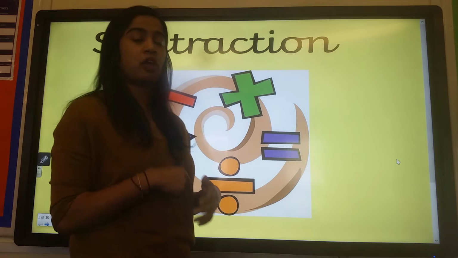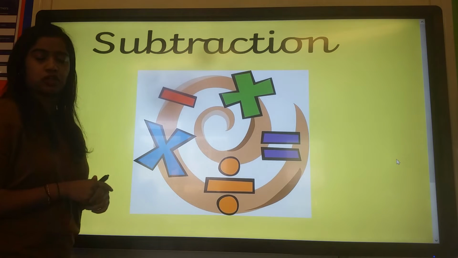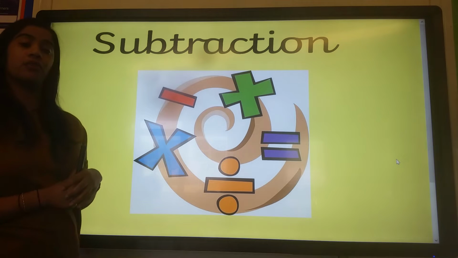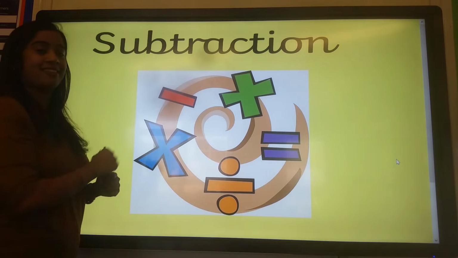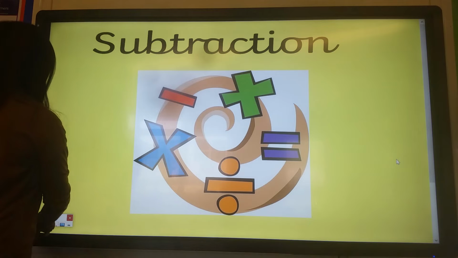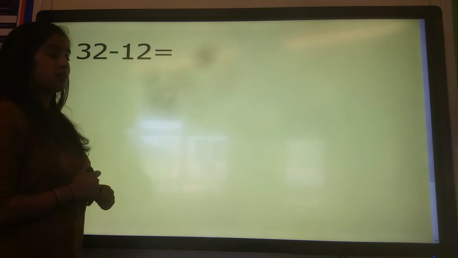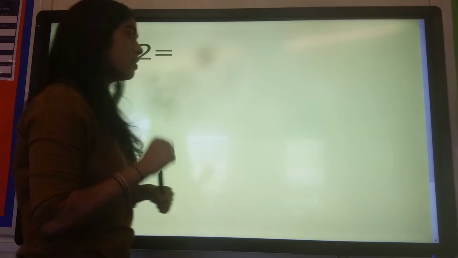In today's session we're going to be recapping subtraction. When we're thinking about subtraction, which sign do we need to look out for? Good, it's this sign here. Let's make a start. So my first number sentence, I have 32 minus 12. I'm going to use column subtraction to calculate the answer to this sum.